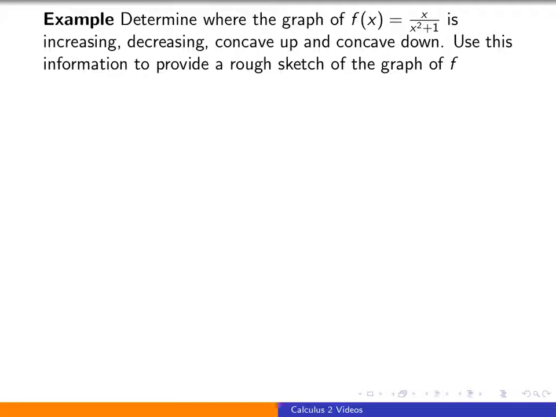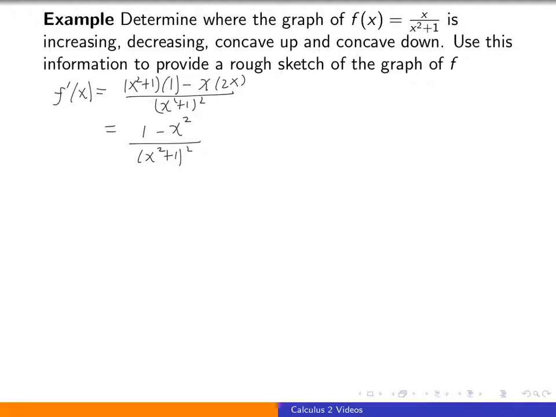That requires us to find the first derivative and determine where it's positive or negative. So to differentiate this function, we are going to use the quotient rule. The quotient rule tells us that we take low d high minus high d low all over the bottom squared. So in the top you have x squared plus 1 minus 2x squared. That gives us 1 minus x squared all divided by x squared plus 1 quantity squared.